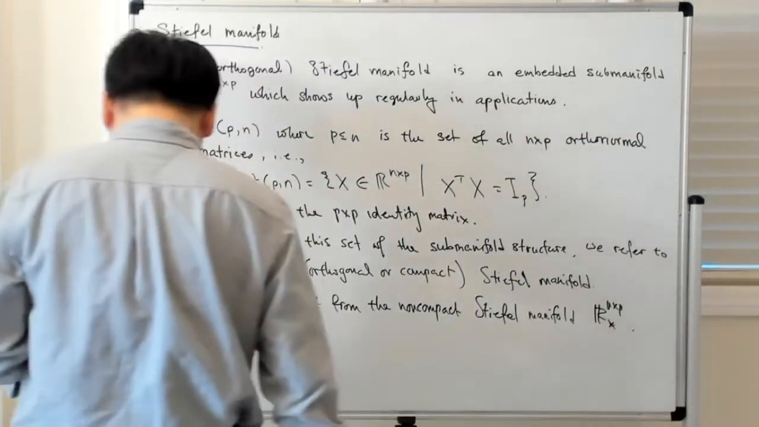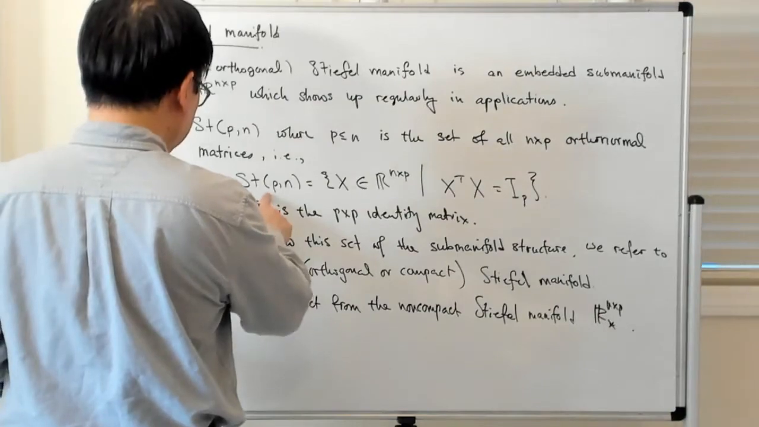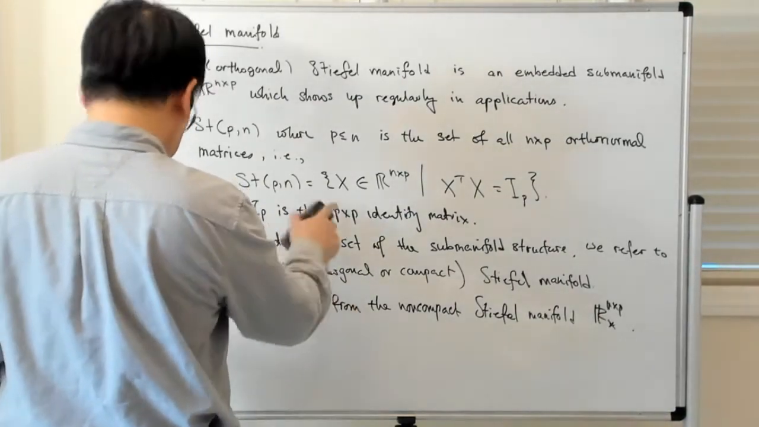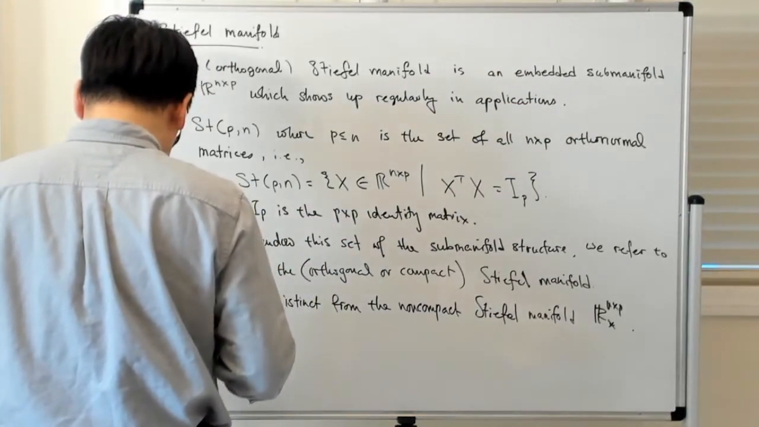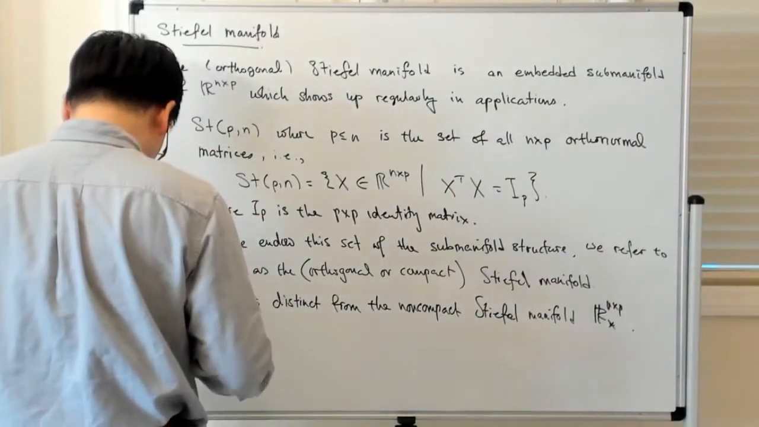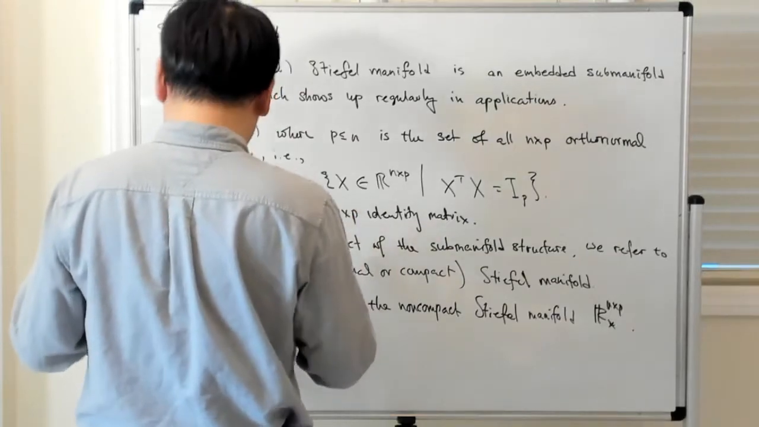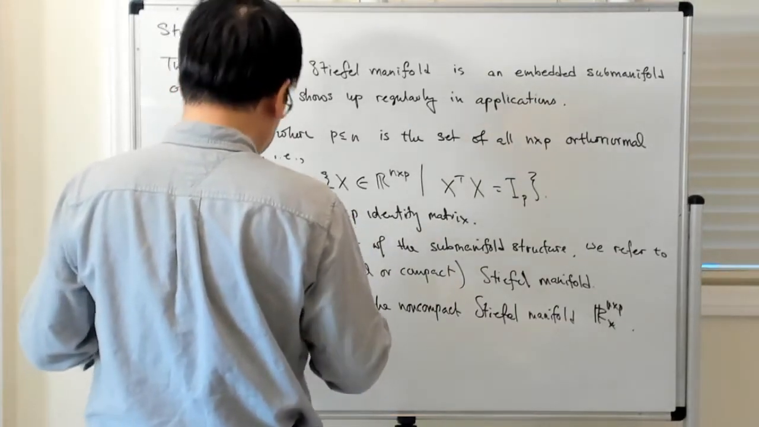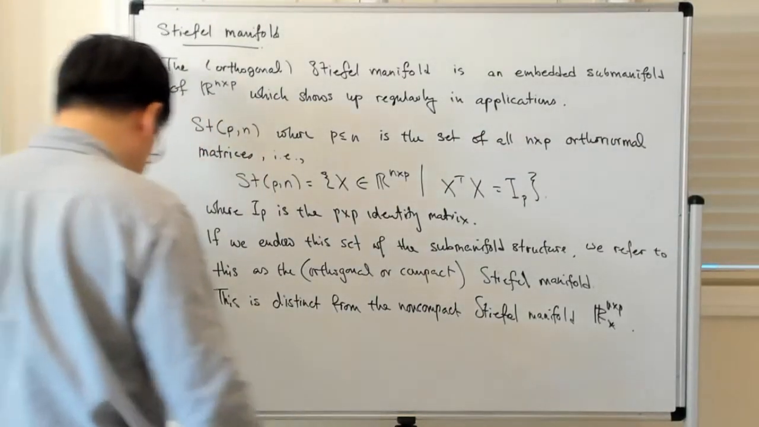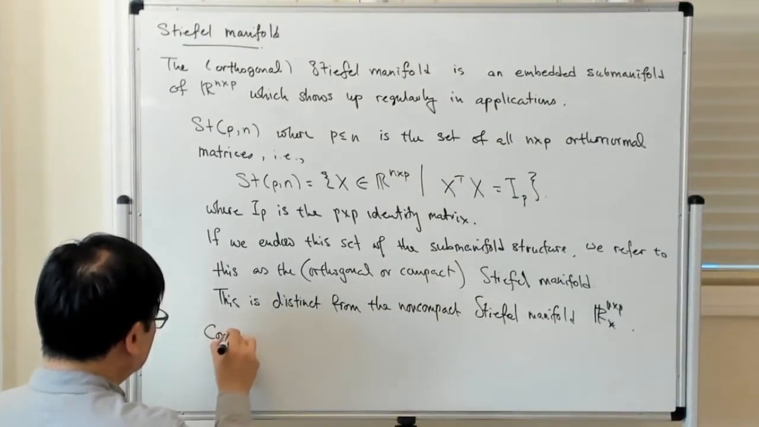So now we're going to show that this is an embedded submanifold by using the submersion theorem. In order to do that, we have to find a map from R n cross P into some other space such that this map is a submersion.